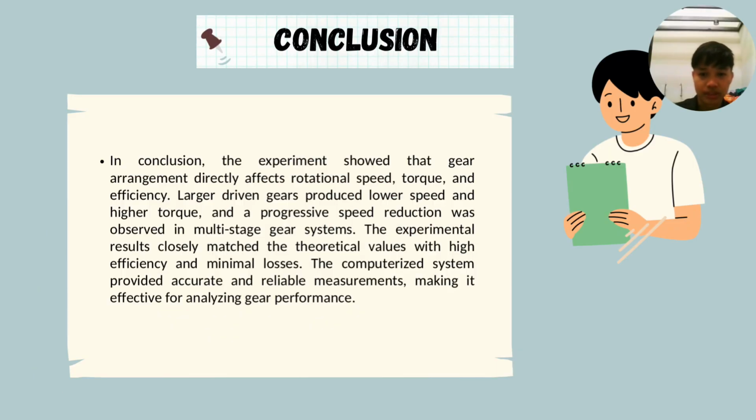So, in conclusion, the experiment shows that gear arrangement directly affects rotational speed, torque, and efficiency. Larger driven gear produces lower speed and higher torque, and a progressive speed reduction was observed in multi-stage gear systems. The experimental result closely matched the theoretical values with high efficiency and minimal loss. The computerized system provides accurate and reliable measurement, making it effective for analyzing gear performance.